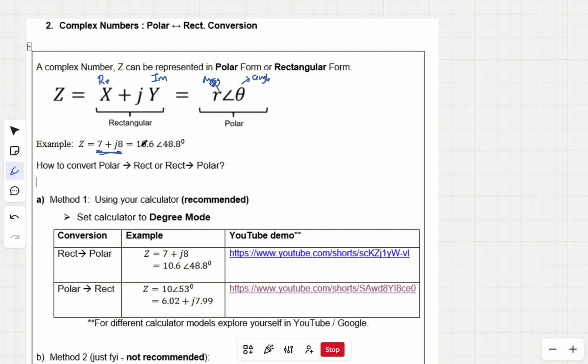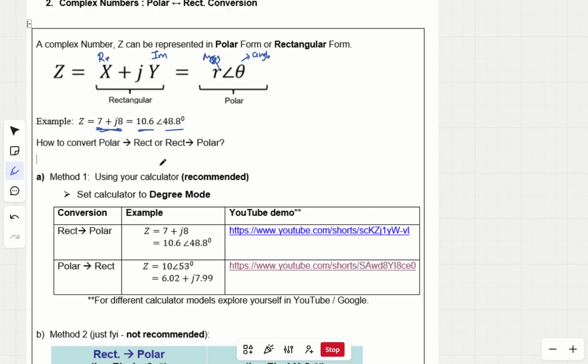The other way to represent it is in a polar form. We put the magnitude here and the angle over here, with an angle symbol. So what's important here is to know how to convert this to this or this to this. So we'll see that conversion now. There are two ways to do it.